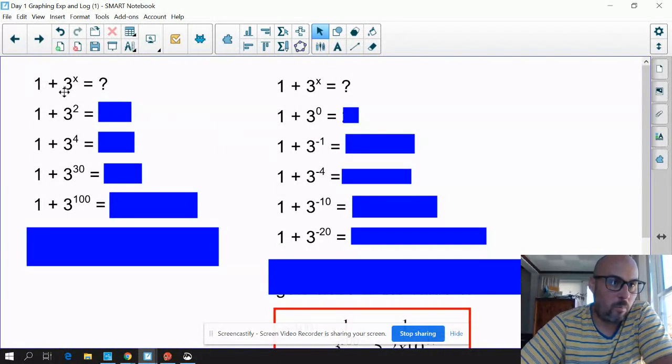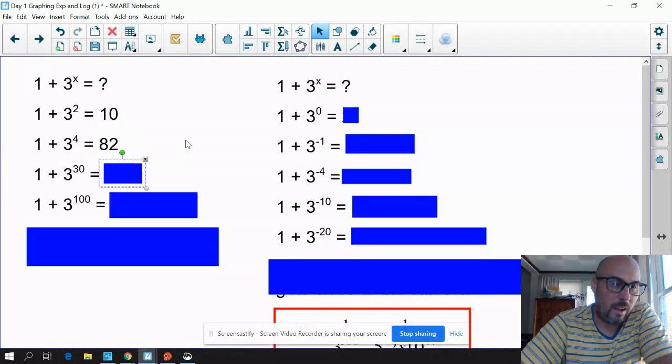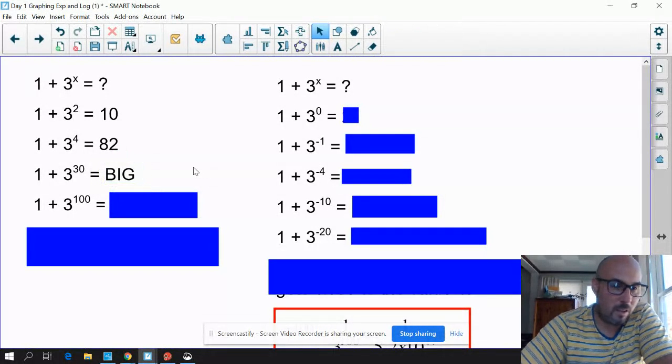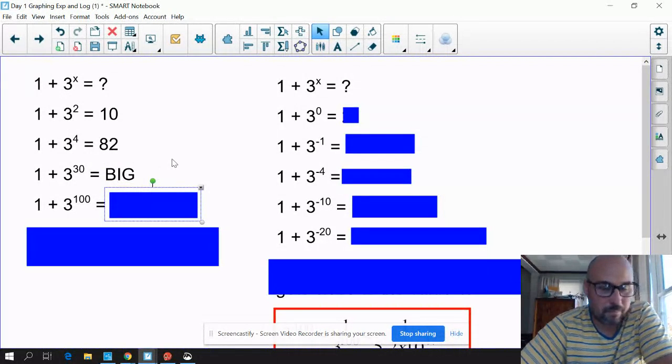So, 1 plus 3 to the x. Let's just think about numbers. 1 plus 3 to the x equals what? Well, it depends on what x is. If x is 2, then 1 plus 3 to the 2 is 10. If x is 4, then that's 1 plus 81, that's 82. 3 to the 30, I have no idea what 3 to the 30 is, but it's a huge, huge number. And 1 plus a huge, huge number is, I don't know, but it's very, very big. 3 to the 100 is even bigger. I don't even know the words to describe how big that is.